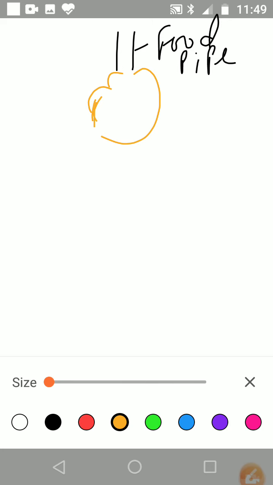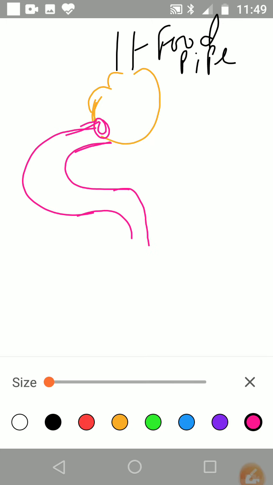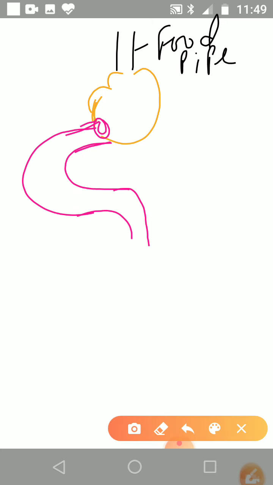This is our bag-like structure, which is called our stomach, and from this part there is a muscle-like structure which is called a sphincter, and from this part the duodenum is. This is the duodenum part. Okay, so let me show you once again. This is the duodenum part.